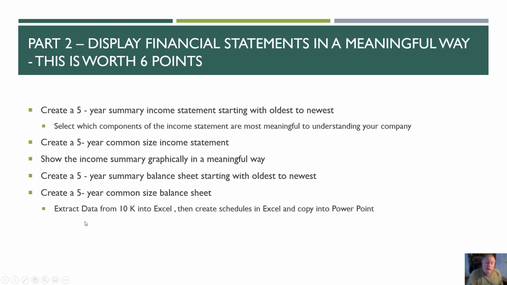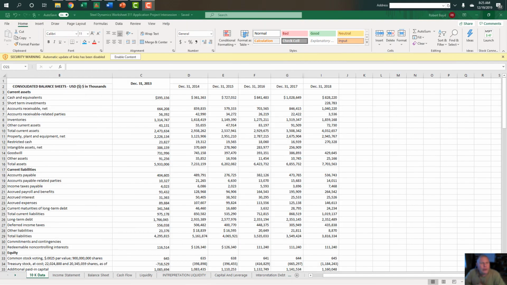What I want you to do is extract the data from the 10K into Excel, then create schedules in Excel and copy into PowerPoint. What I'm going to do now is walk you through part 2 using the worksheet. In this section you have the notes, which are in PowerPoint, and then you have the Excel. The first thing we're going to do is extract data from the 10K.